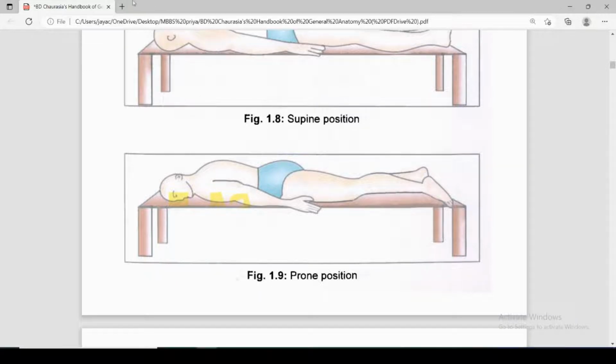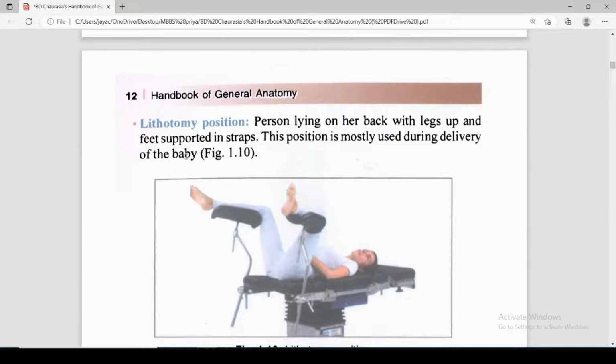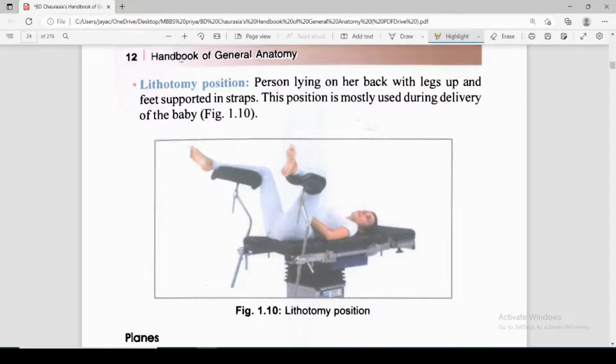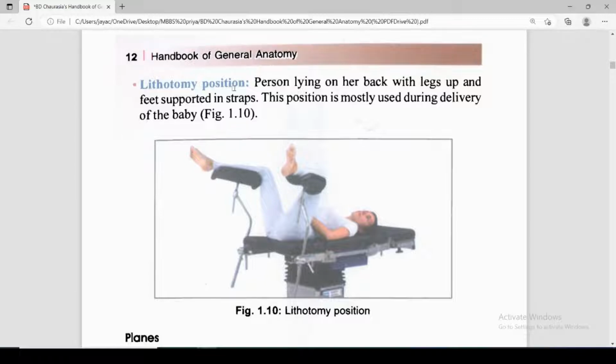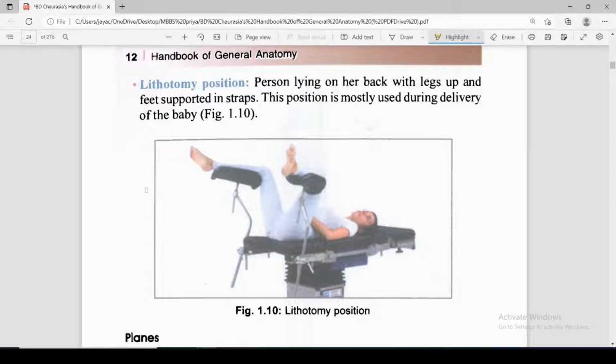Next is the lithotomy position. So lithotomy position is commonly used at the time of delivery of the baby. So first, lithotomy position is when a person is lying on her back with the legs up and the feet supported in the strap. So the person is lying on her back.